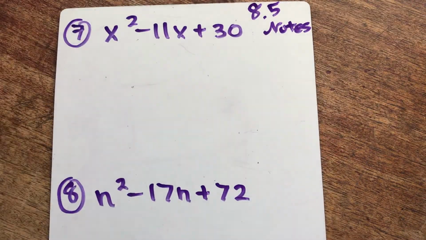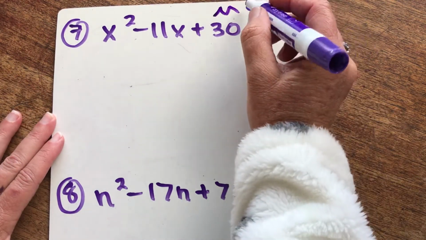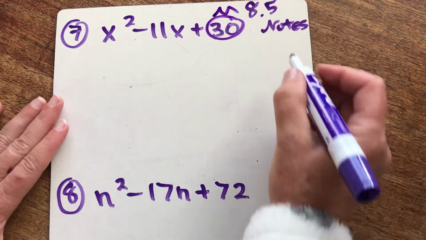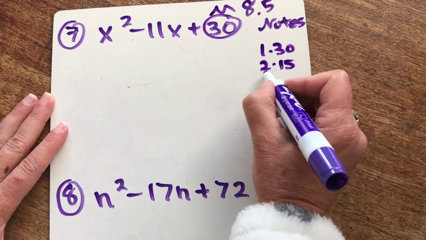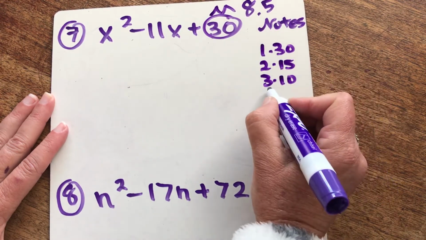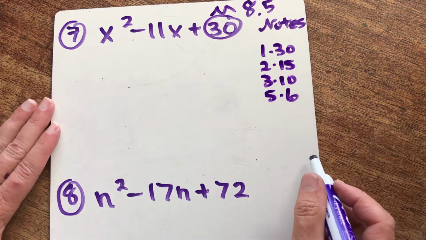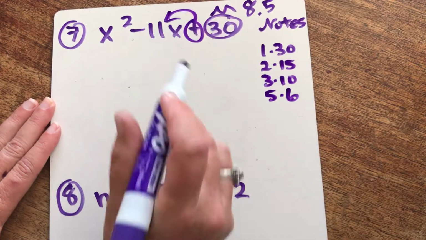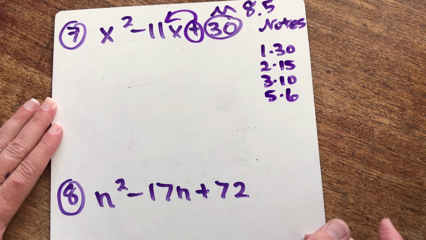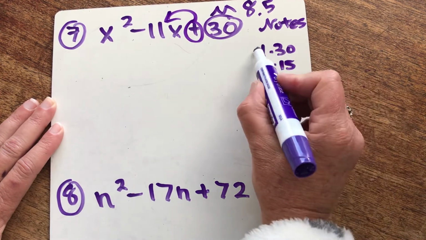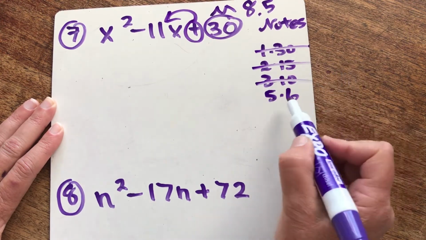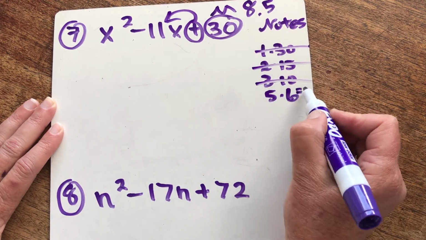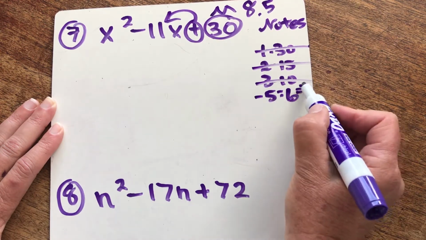Same strategy. So again, we're continuing with our 8-5 notes. Let's list the factors of 30. So we have 1 and 30. We have 2 and 15. We have 3 and 10. And we have 5 and 6. Cool. Which one of those factors adds to give me an 11, but not just any 11, a negative 11? Those would add to give me 31. Those add to give me 17. Those add to give me 13. These add to give me 11.